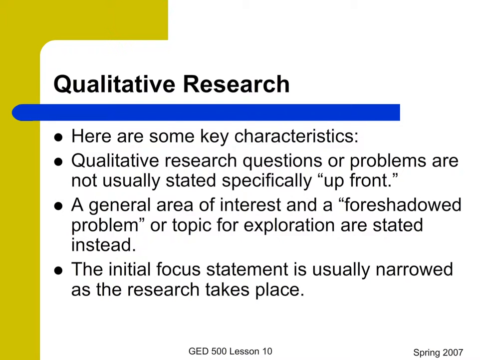A couple of key characteristics about qualitative research. Qualitative research questions problems that are usually not stated specifically up front. So you'll look at a general area of interest and a foreshadowing problem or topic that is explored, and it's usually kept narrow in focus until the research takes place. That's the way it's set up: to look for these emerging trends, be more interpretive, and really get to know participants in depth.